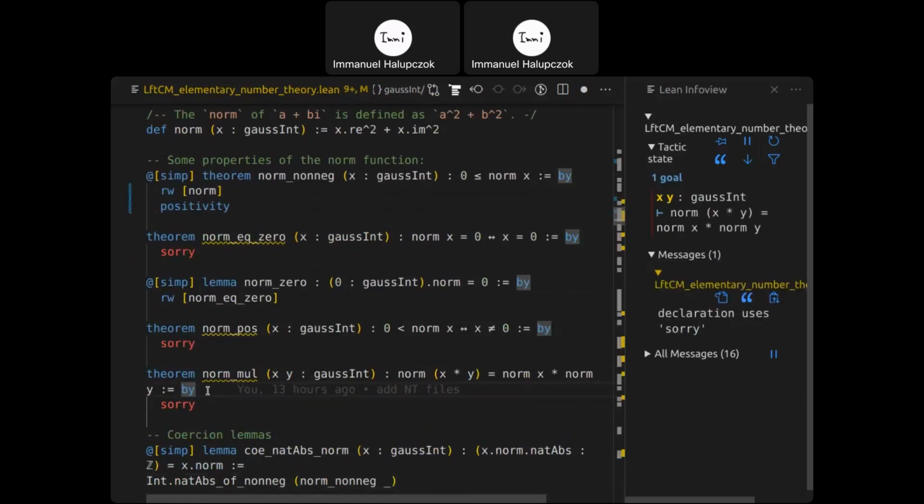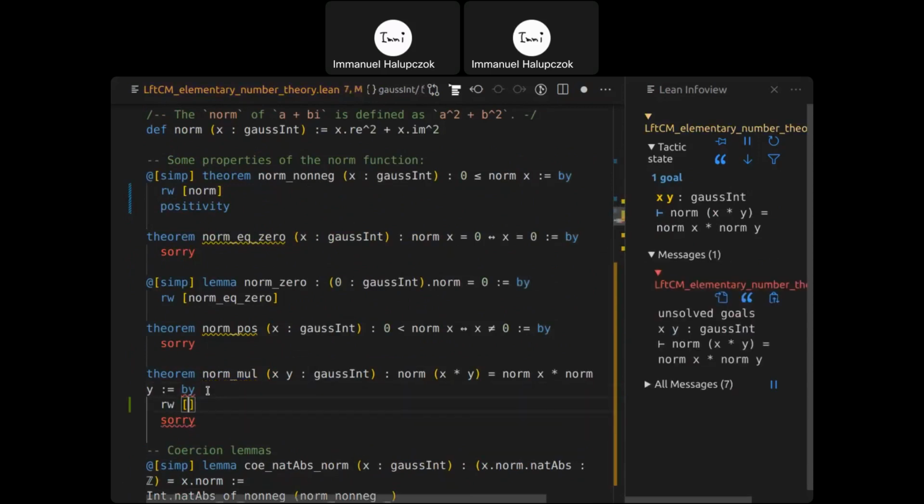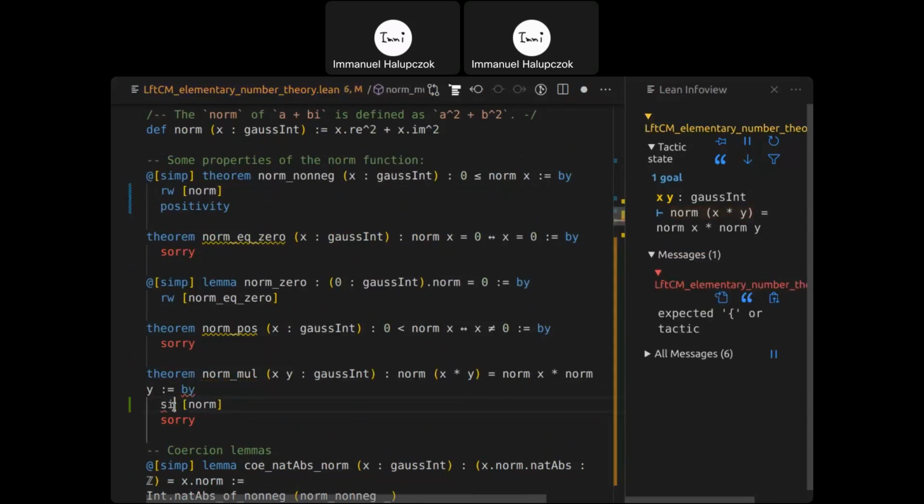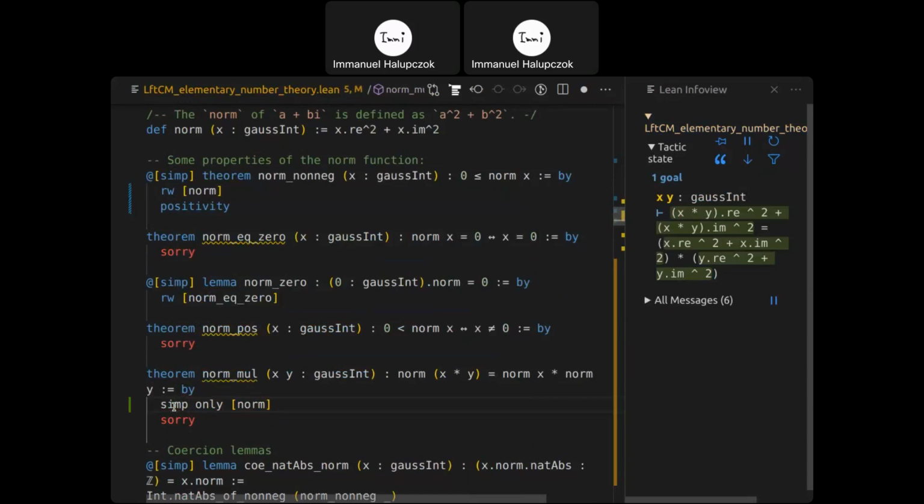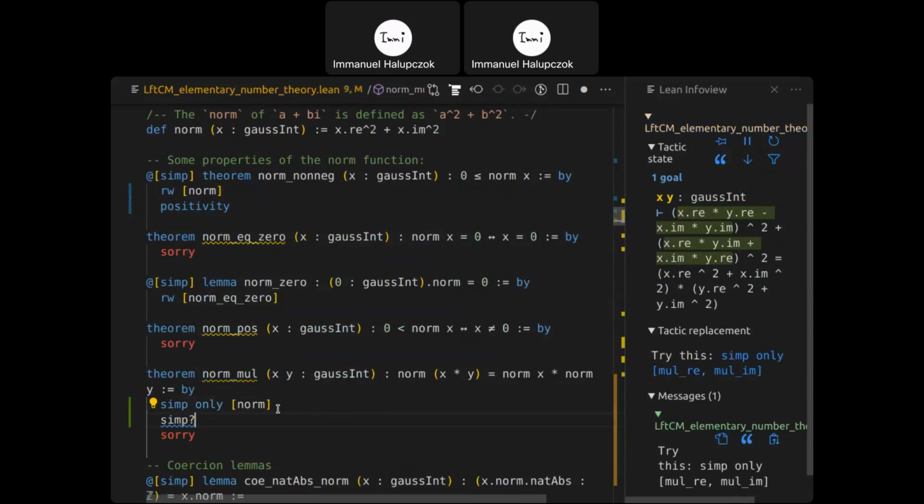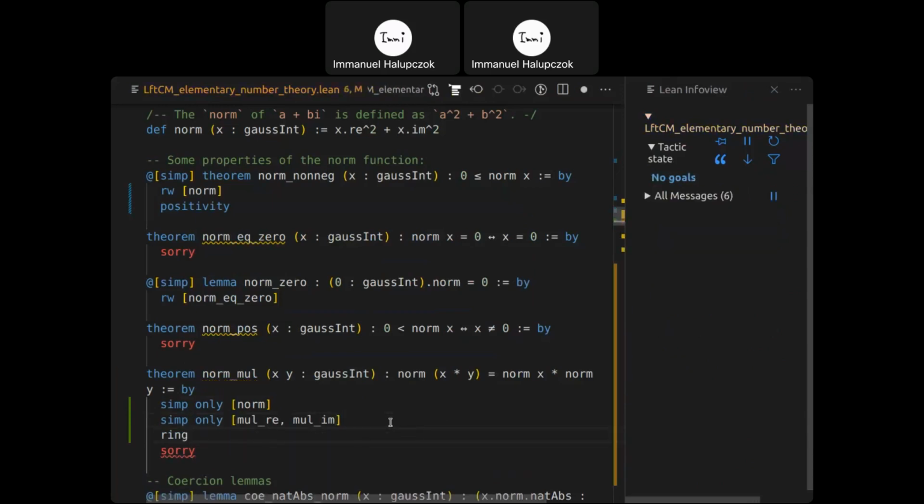And then, for example, if I want to prove that the norm is multiplicative, again, I can start by rewriting the norm. And if I don't want to do this 3 times, maybe I'll do simp only norm first. And then I can again try simp to see if it makes any more progress. It will, because it knows how the real part and the imaginary part of the product look. So it will use these lemmas. And then hopefully Ring will finish for us. Okay.